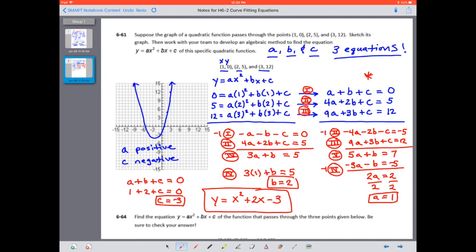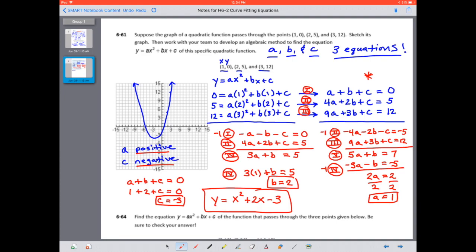And this should make sense because we needed our a value to be positive and we needed our c value to be negative, and they are in both of those. Okay, so that makes sense. But to check it, you can either plug in the 3 points into the equation, or you can graph it and make sure it's on the table.